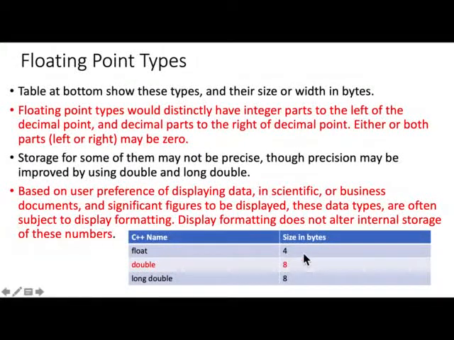Okay, so here are the C++ floating point types. You have float, which is 4 bytes. You have double, which is 8 bytes. You have long double, which is also 8 bytes. Their ranges you can see in my chapter 3. I won't talk about that here.